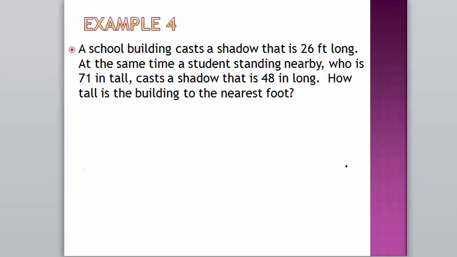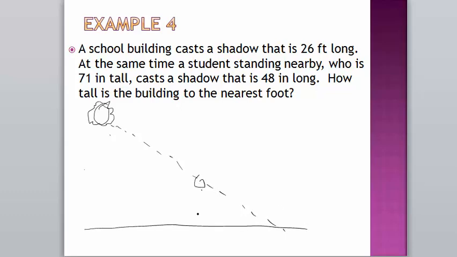Alright, another example, very similar to the last one, but just to get one more under our belt. We have a school building that casts a shadow 26 feet long. Same time, a student standing nearby. The student 71 inches tall casts a shadow that's 48 inches long. So let's draw a picture. So you've got the building, you've got the sun. Sun casting its rays down to the ground. You got the person here.